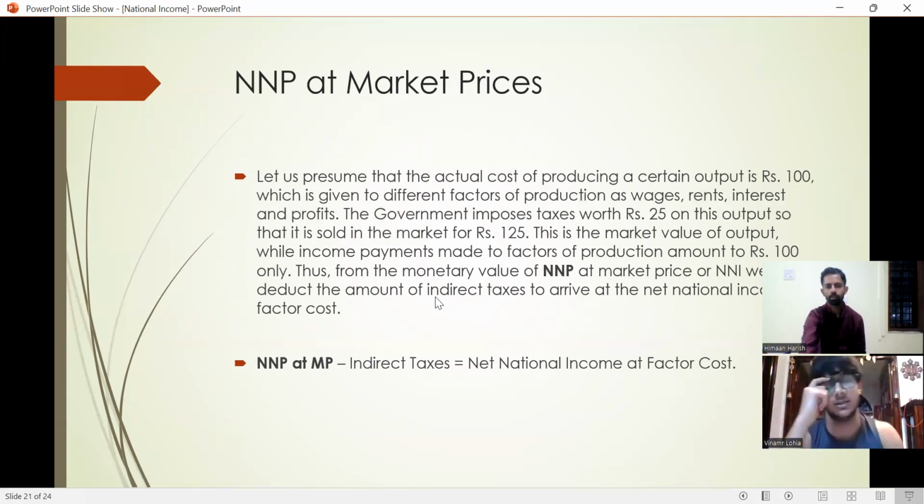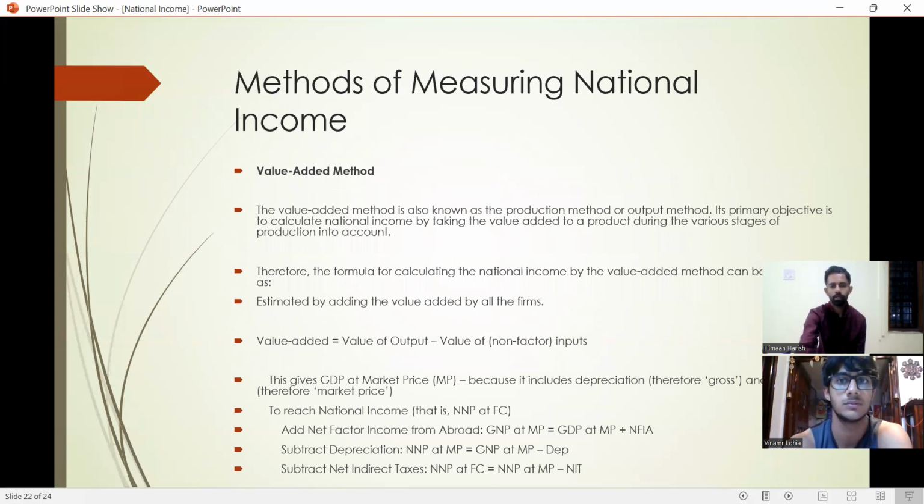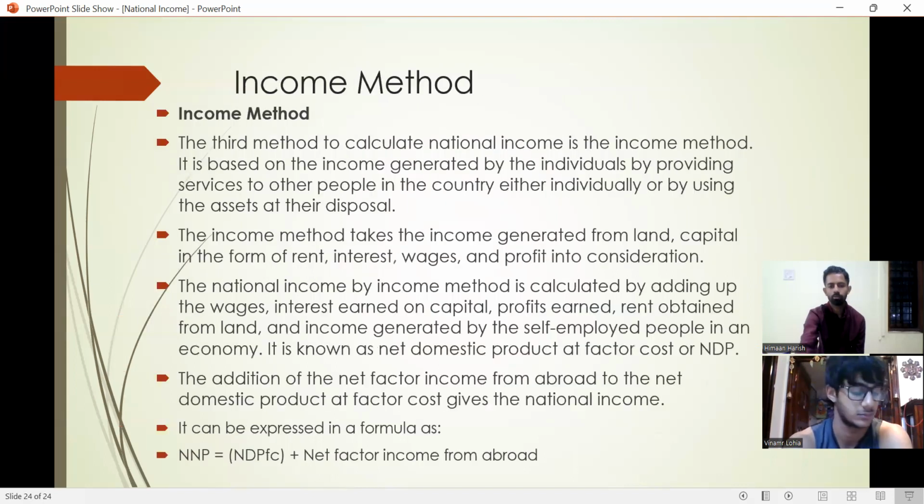Net indirect tax. We are subtracting taxes only in market price or in the value added method. We are not doing it in the income method. And in the expenditure method, we add all the expenditures. In the income method, we add the incomes. And in the value added method, we just subtract the depreciation and the indirect taxes, and we add the net factor income from abroad.